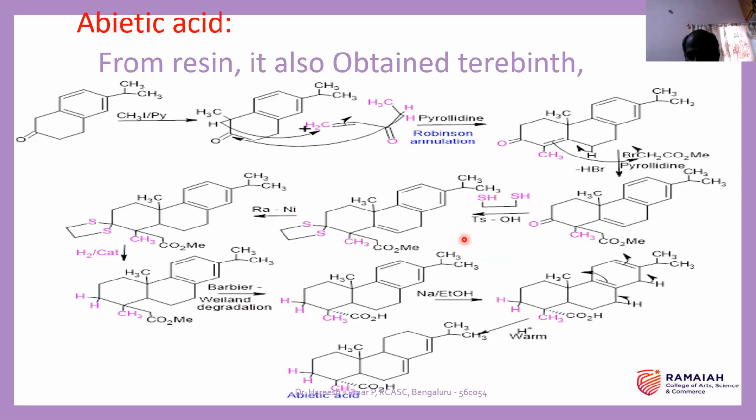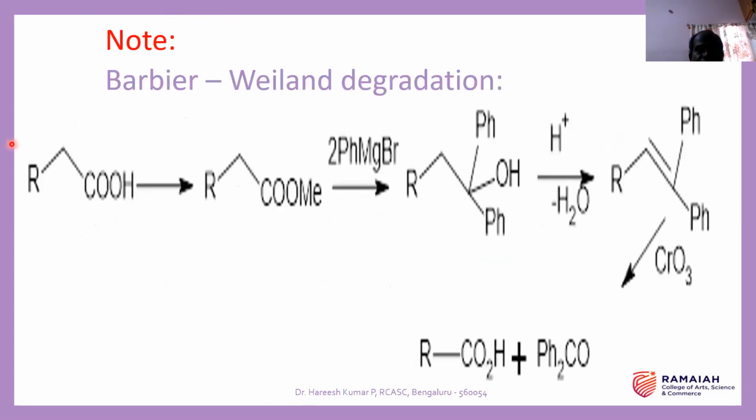Okay, now it will come. So this is the Barbier-Wieland degradation. So what is the process? A carboxylic acid, more particularly a methyl-containing carboxylic acid, undergoes esterification. So this is an esterification. So the ester is obtained. The obtained ester is treated with phenyl magnesium bromide.